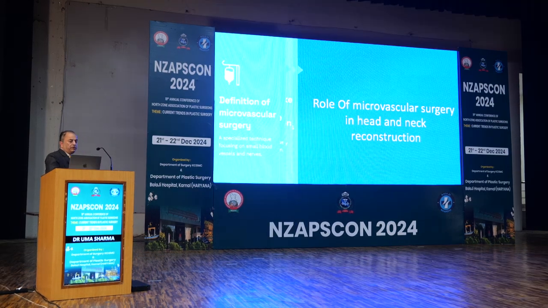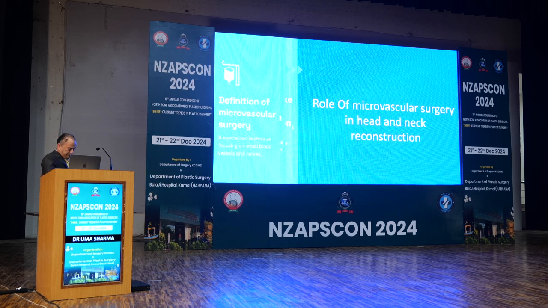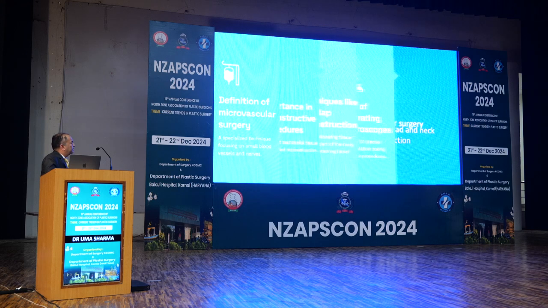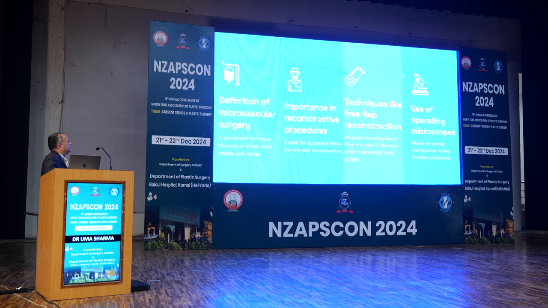As we all are plastic surgeons, everybody knows it is a specialized surgical technique which deals with what we do under magnification, like a microscope, and with precision instruments we deal with very small vessels and nerves. So the main purpose of microvascular surgery is to do reconstructive procedures, like when there is tissue loss, as in oncological surgery, we reconstruct the tissue, we can do reimplants, and when there is any vascular injury, we repair the vessels under magnification.